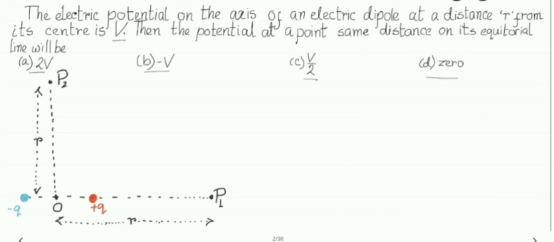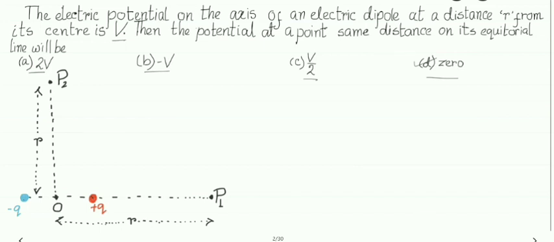If you know the theory, then you know that at any point on the equatorial line of a dipole, just like if I consider this is a dipole, this is the minus q charge and this is the plus q charge, and the equatorial line of the dipole, at any point on this line intersecting the dipole, the potential is 0. So obviously the answer is 0.